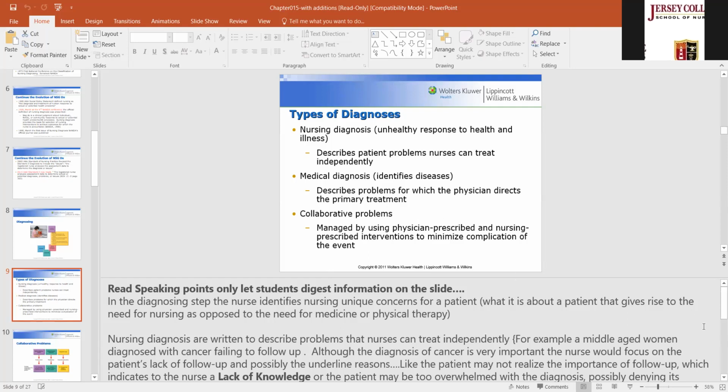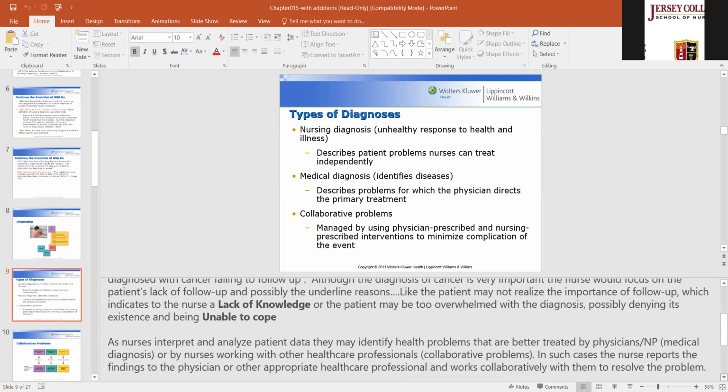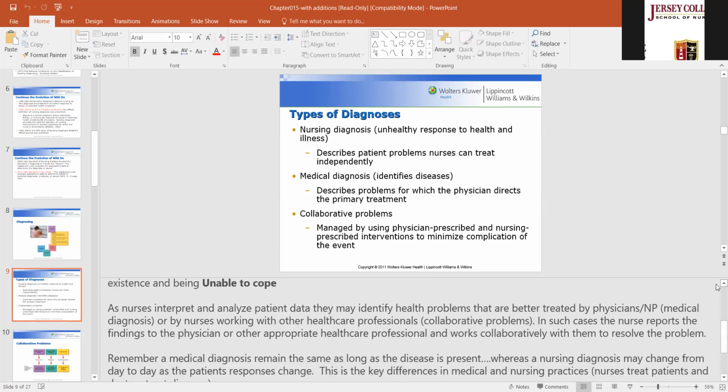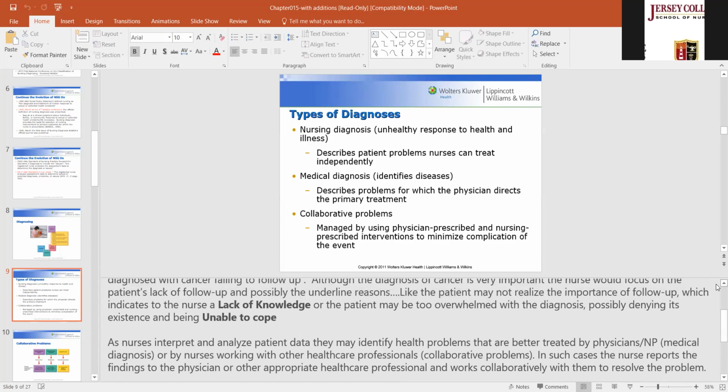So in the diagnosis step, we identify any concerns for the patient that's unique. Okay, and that's usually whatever gives rise for them to come and seek care to begin with. The diagnosis is written to describe the problem that we can treat independently. For example, a middle-aged woman with cancer failing to follow up. Although the diagnosis of cancer is important, the nurse would focus on the patient's lack to follow up, okay, and also to maybe underline the reasons why they're not following up.